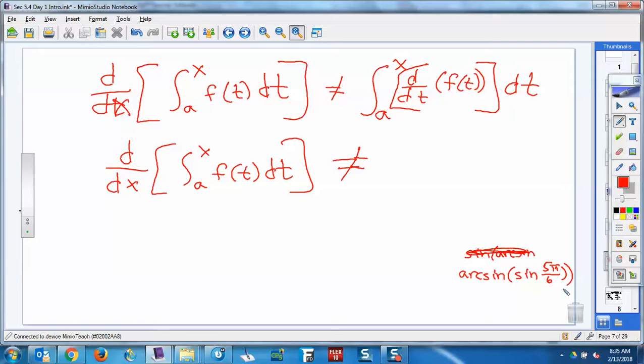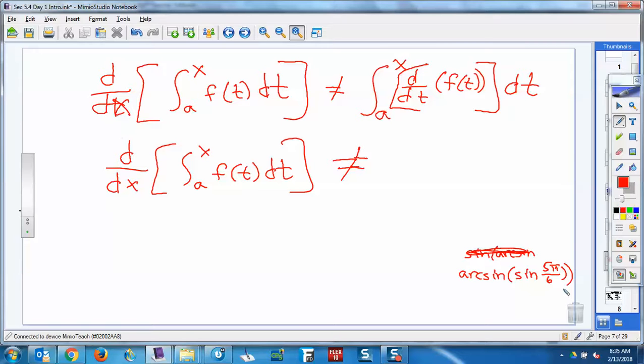Shouldn't arcsine and sine cancel each other out? Shouldn't the answer to this be 5π/6? Okay, arcsine is only defined in a certain restricted area. Try it on your calculator. Try the arcsine, so that'd be second sine. Well, no, that's for you guys. It's inside your trig manual.